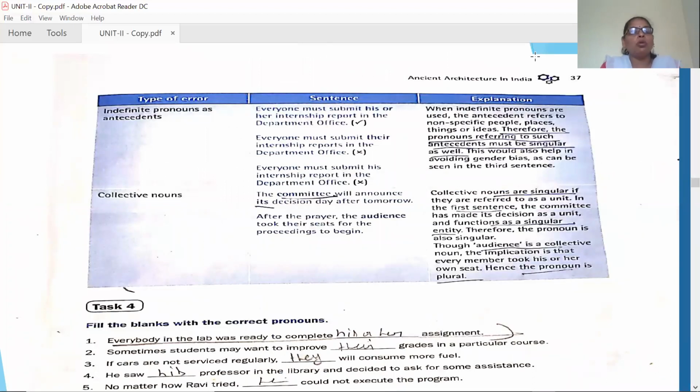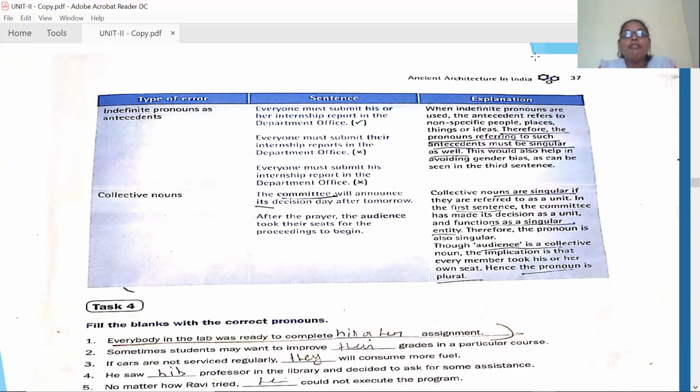This is one more rule. And coming to one more error which we generally make: indefinite pronouns as antecedents. We discussed indefinite pronouns: everyone, somebody, anybody. Everyone must submit his or her internship report in the department office. When indefinite pronouns are used, the antecedent refers to non-specific people, places, things, or ideas. Therefore, pronouns referring to such antecedents must be singular as well.